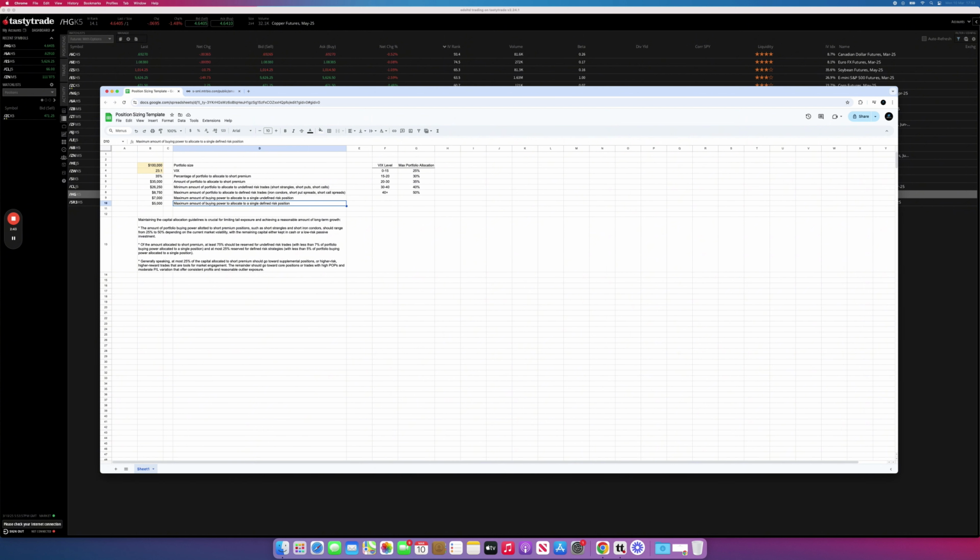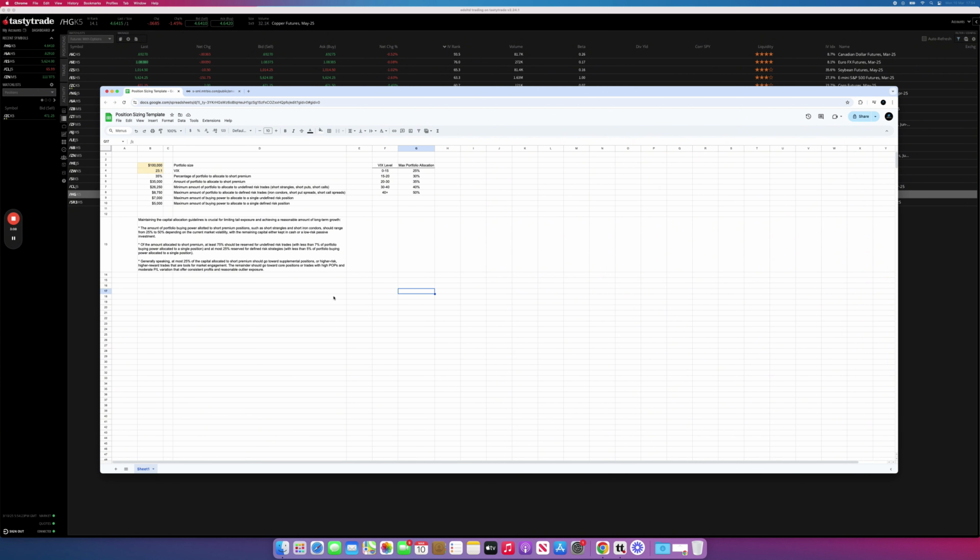Obviously, you don't need to spend $5,000 or $7,000 on every position. This is just the maximum. Okay, and there's also an explanation here going through what you need to do, and there's also a VIX level and max portfolio allocation chart here. Like I said, this spreadsheet is in the description.